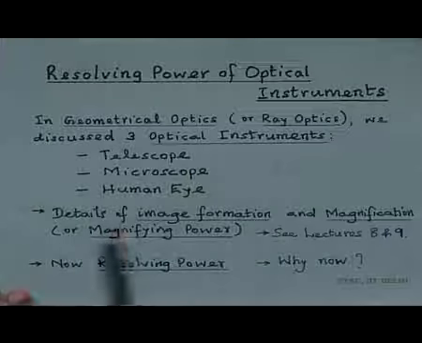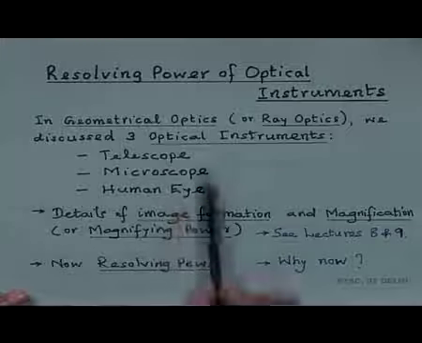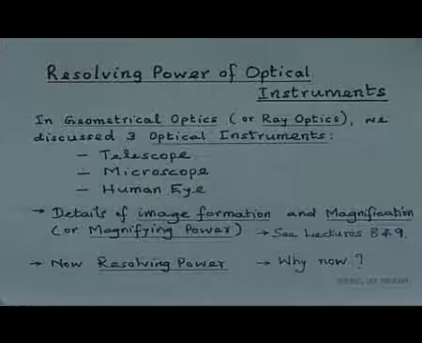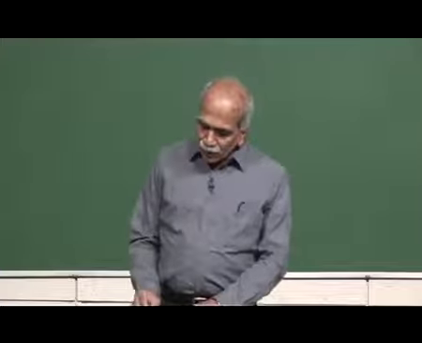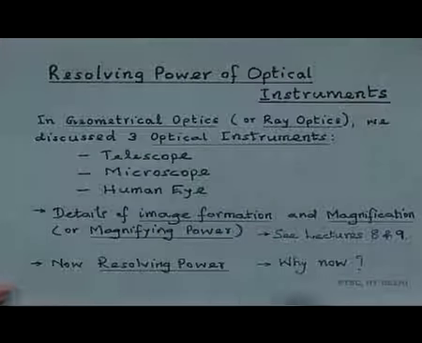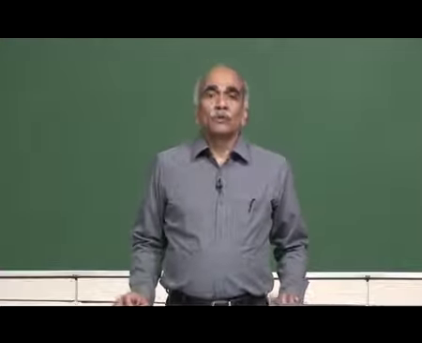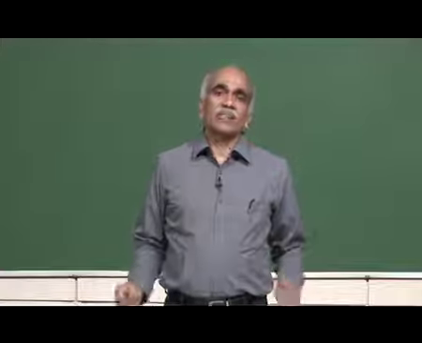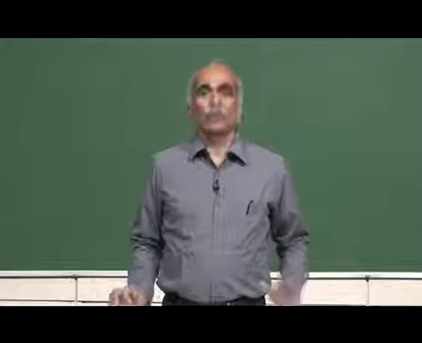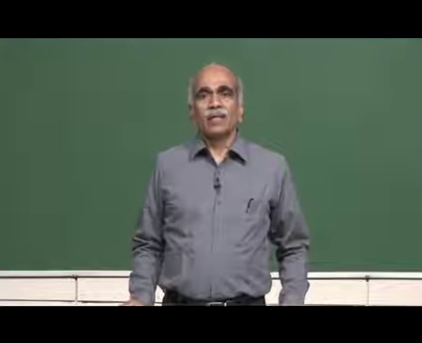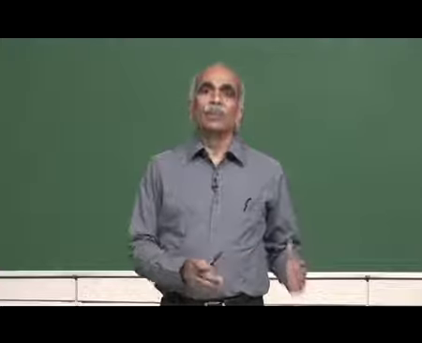What we discussed earlier were details of image formation and magnification or magnifying power of these instruments. We discussed in detail, see lectures 8 and 9, the formation of image and the magnification due to these optical instruments. Now, we are discussing resolving power of optical instruments. Why now? Why didn't we discuss this there? Because there we discussed in terms of geometric optics or in terms of rays, where the diffraction effects did not exist. The resolving power of optical instruments is primarily determined by the diffraction effects, of course assuming that there are no other defects. That is why we are discussing the resolving power of those instruments which we had studied earlier after knowing about diffraction.